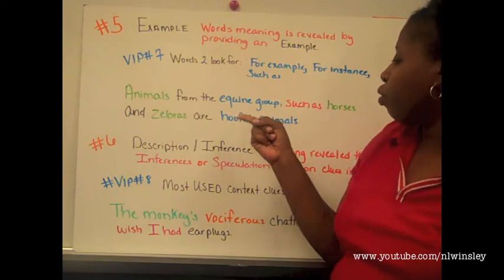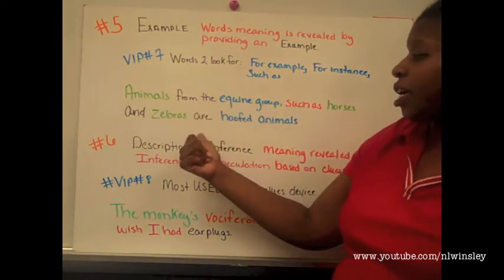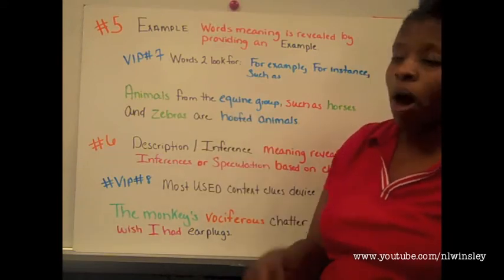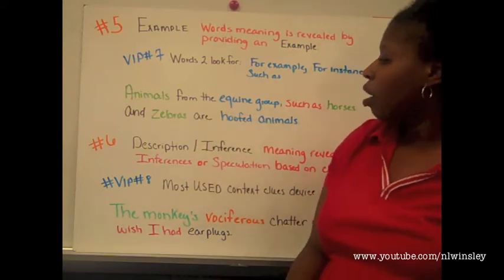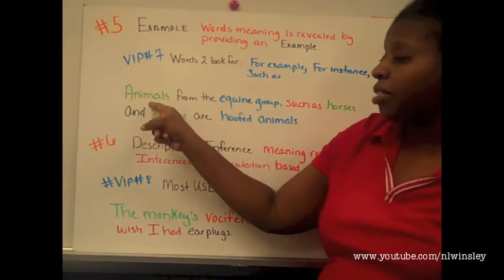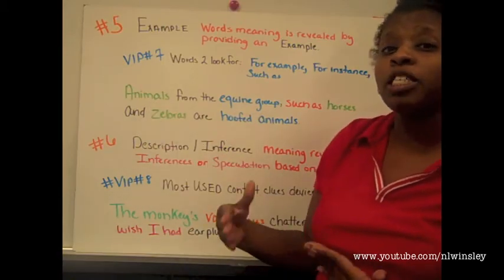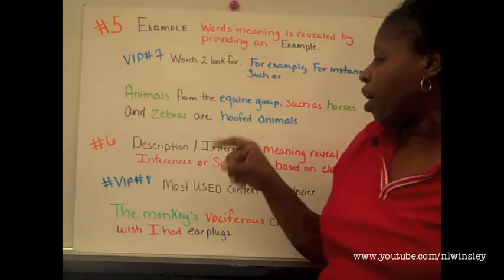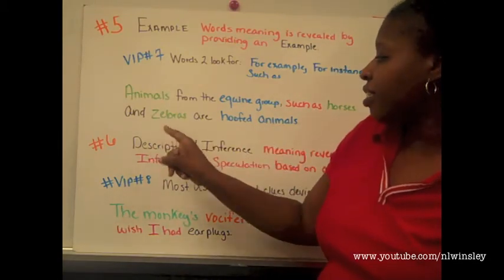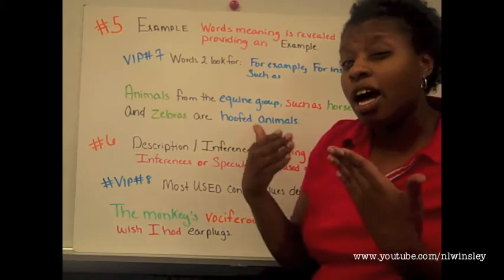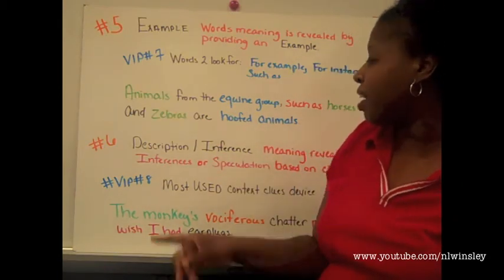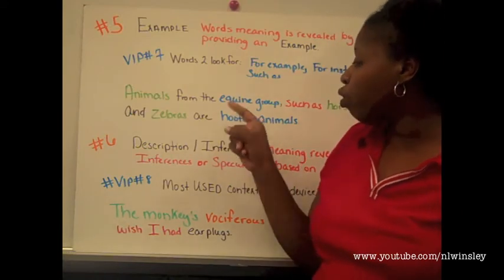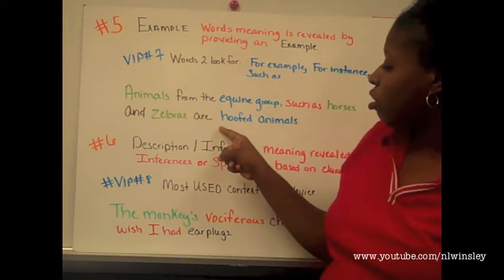Animals from the equine group, such as horses and zebras, are hoofed animals. My unknown word is equine. What is equine? Well, it tells me equine means it's some type of animal, and then it gives me an example of what type of animals are in the equine group. Horses and zebras. The sentence author further gives me an example by saying they are hoofed animals. So I know the equine group are any animals that are hoofed.